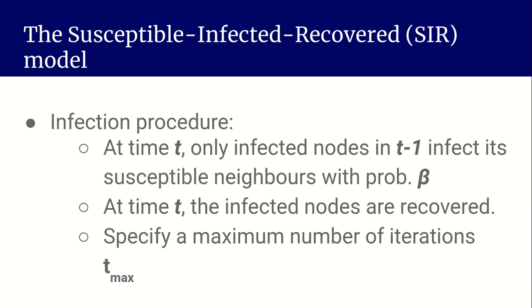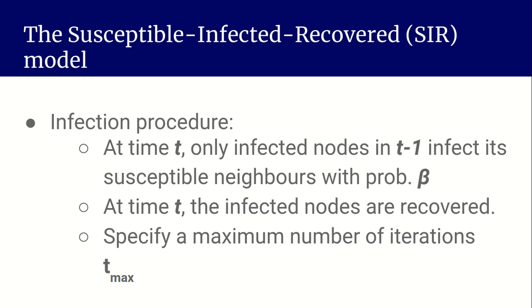More formally, the infection procedure of the SIR has different waves denoted as time steps, for which we use the letter T. At each time step T, only those nodes infected in the previous time step T minus 1 can infect their neighbors with a specific probability beta. At the end of the time step T, the infected nodes in the previous wave get recovered.